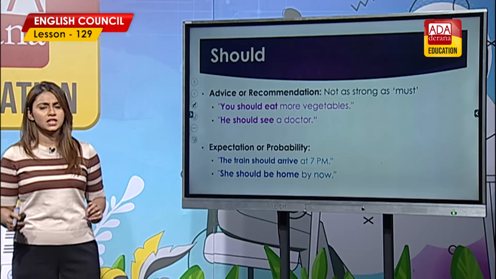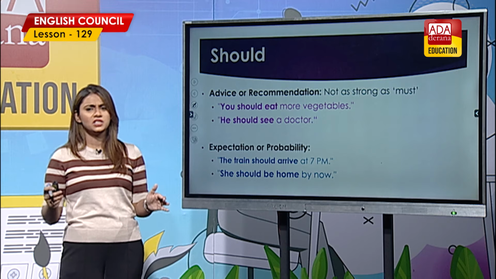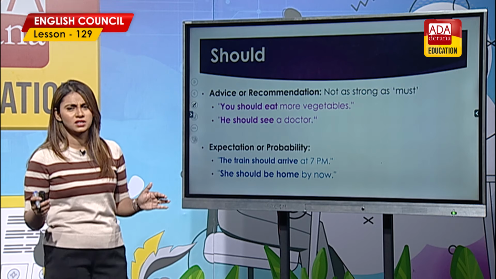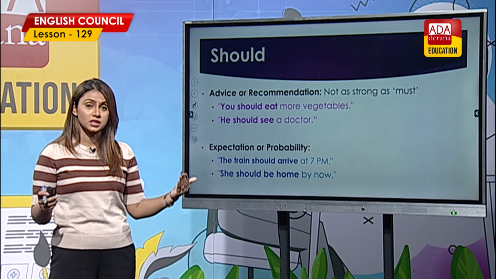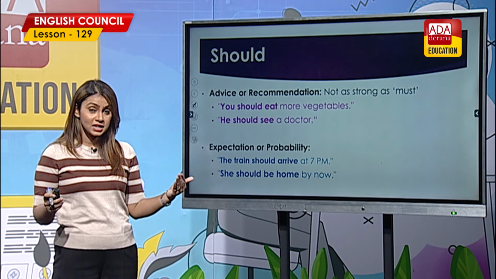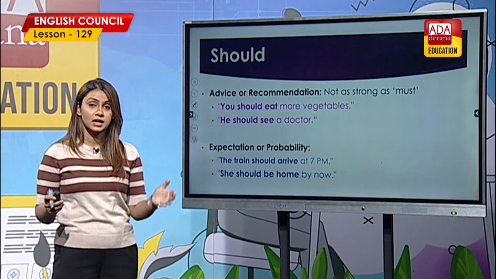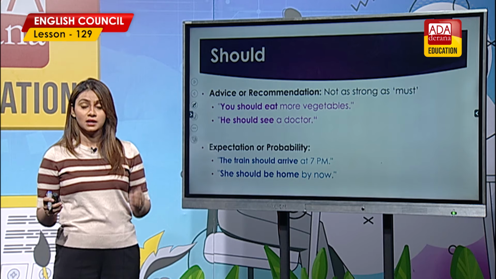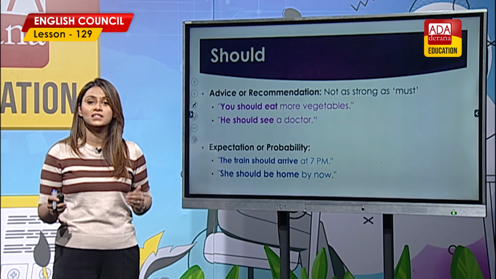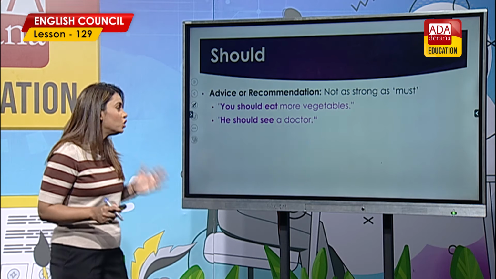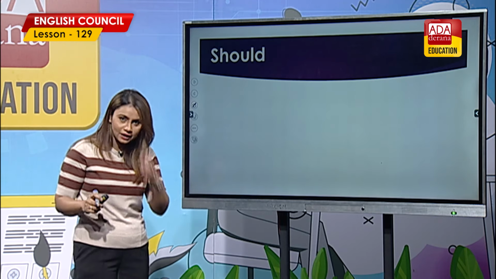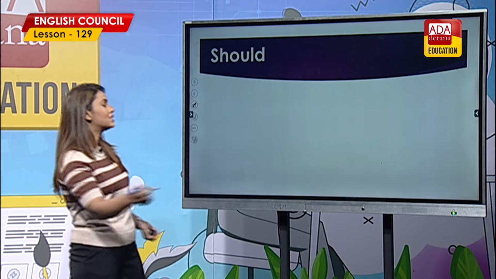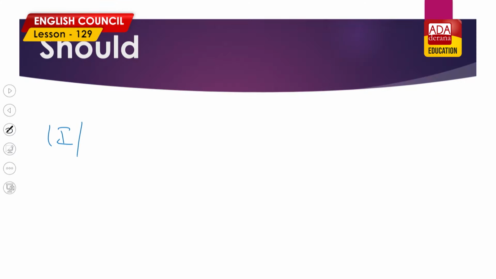He should see a doctor. He has a choice. He should see a doctor. If he goes to the doctor, it's good. But when you say you must see a doctor, it's a must. Compulsory. Compulsory obligation. Right? So you use should in the same way you use can. With all the subjects, it's the same. Right? I, we, you, they.